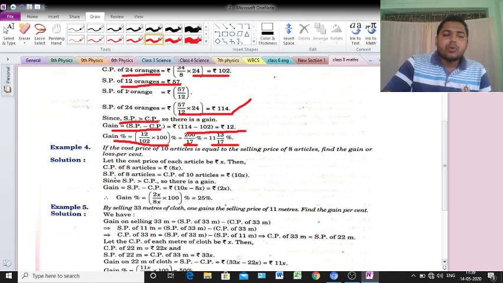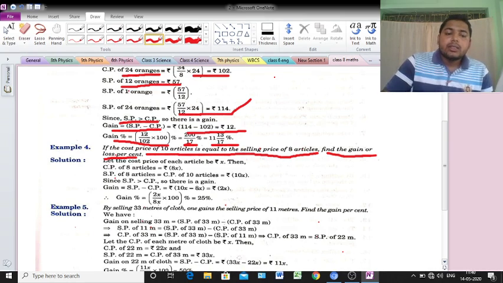Next, see example 4. At first read the question properly. If the cost price of 10 articles is equal to the selling price of 8 articles, find the gain or loss percent. So what is the given data? Cost price of 10 articles is equal to the selling price of 8 articles. This is the given data.